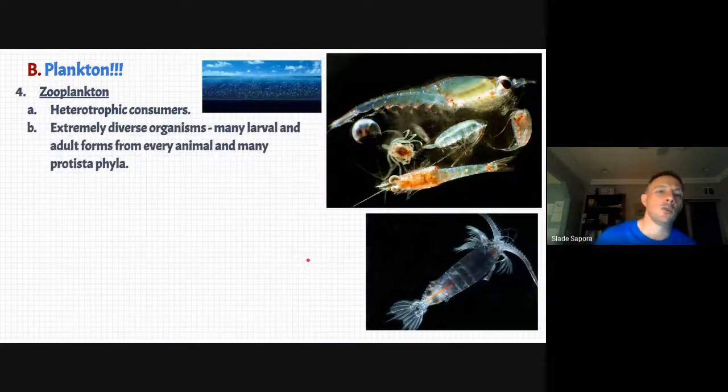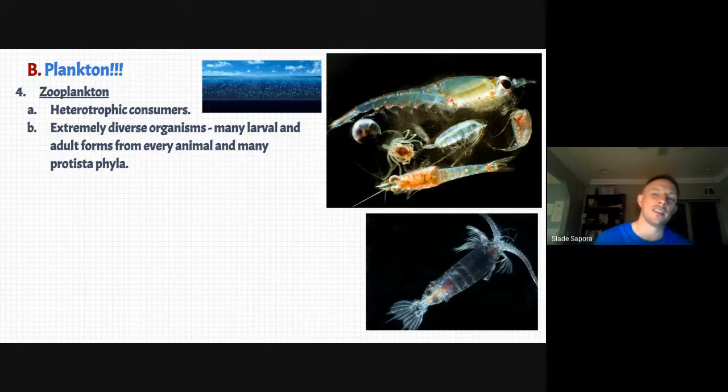Okay, zooplankton. We've got our heterotrophic consumers. These are the things that consume or eat the phytoplankton, the next level up in the old energy pyramid food web. This is a huge group of organisms, extremely diverse. We've got larval and adult forms of just pretty much everything in the ocean that at some point is plankton. It seems like many things are plankton their whole lives.